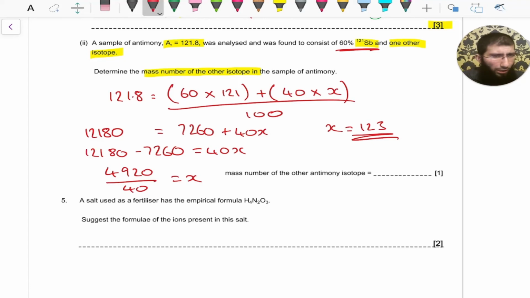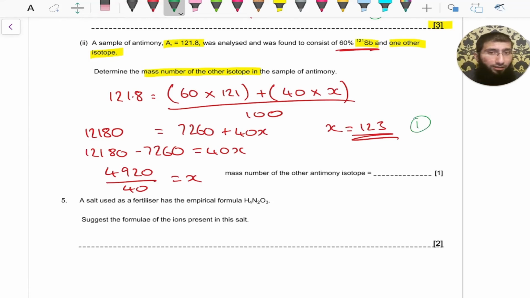Let's just have a look at whether this mass number makes sense. We know that antimony has a relative atomic mass of 121.8. We know that one isotope has a mass number of 121. The other isotope we've calculated as a mass number of 123. That seems reasonable. If it was, for example, 156, it wouldn't make sense. But because it's close to the other isotopic number, it makes sense. So again, 1 mark for that.